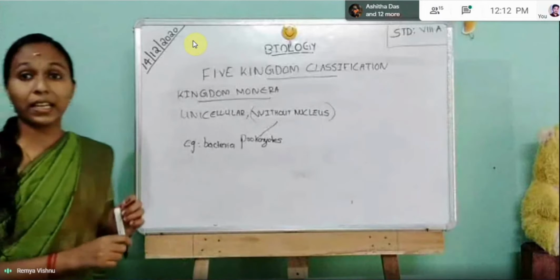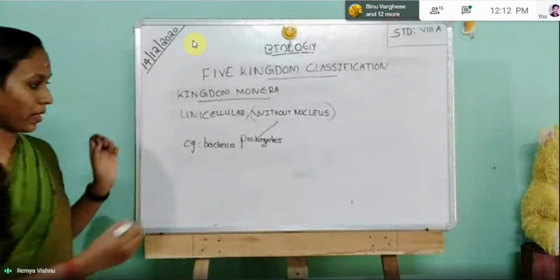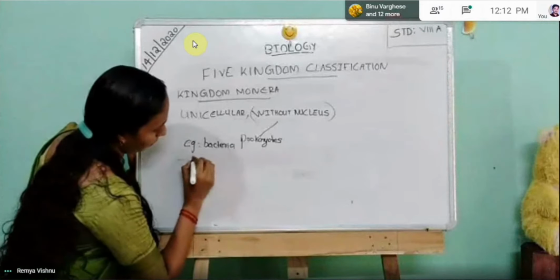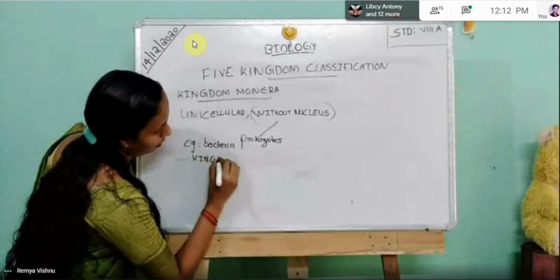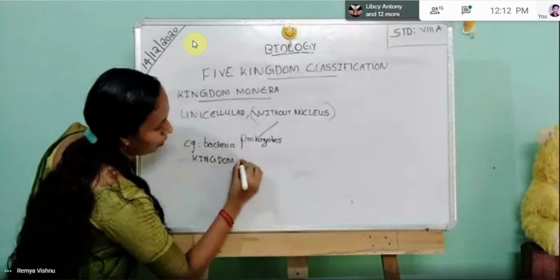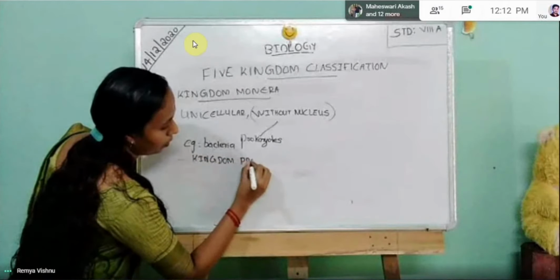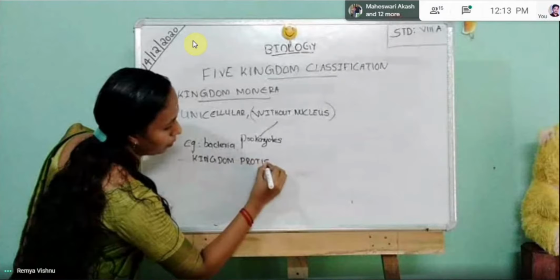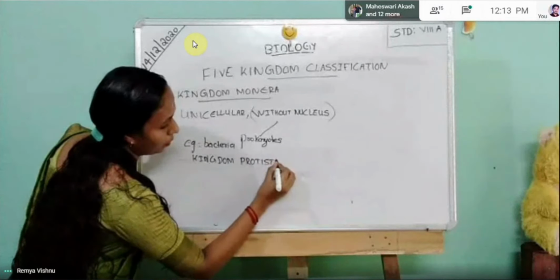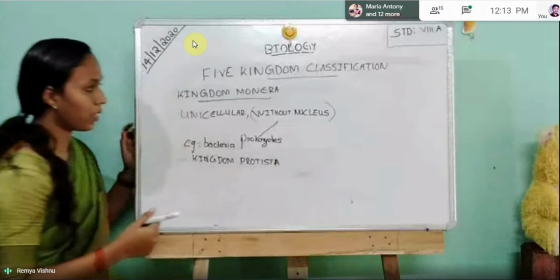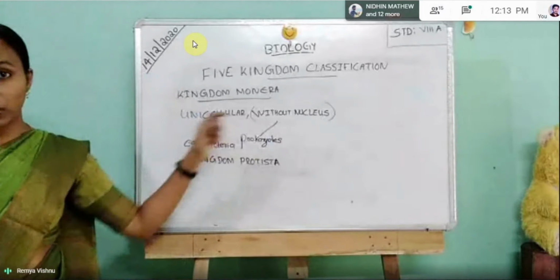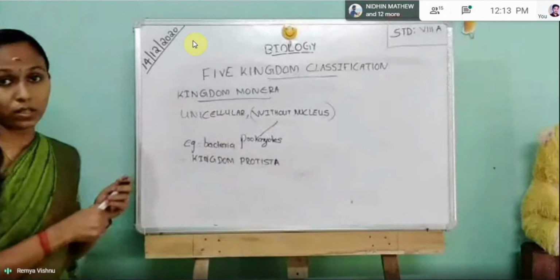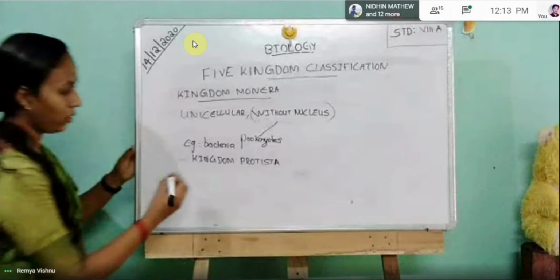The next kingdom is Protista. Kingdom Protista. This is a unicellular organism having a nucleus, presence of a nucleus. So it is known as eukaryotes.